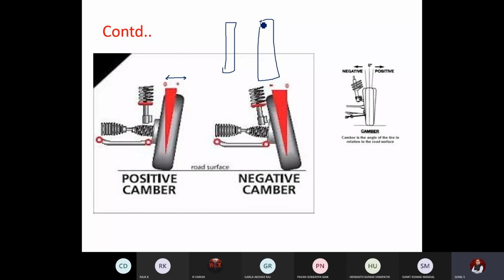Okay, sir. What you are telling is about the wheel base, that the wheel will be outside that of the structure, you can identify. We are not talking of that. We are talking of the angle with respect to the vertical direction.